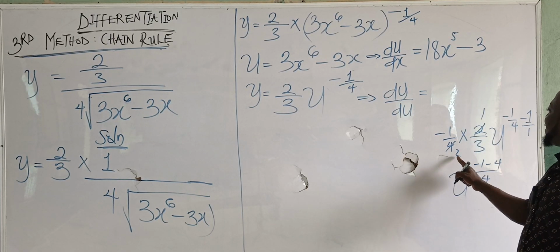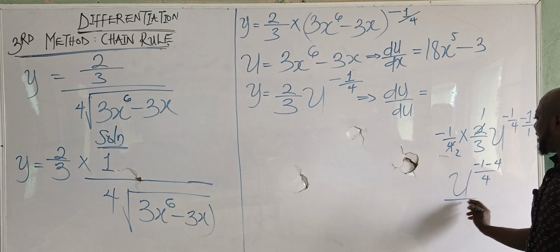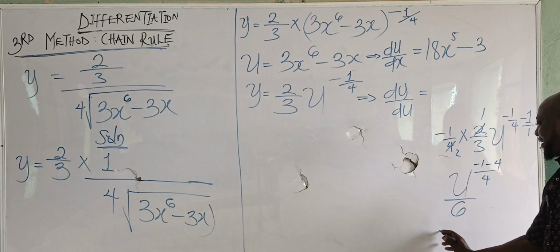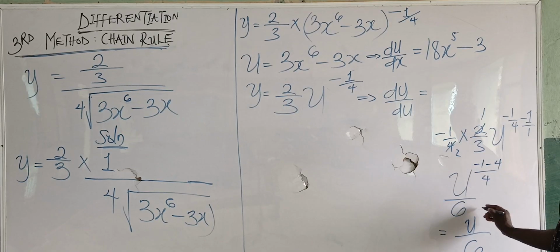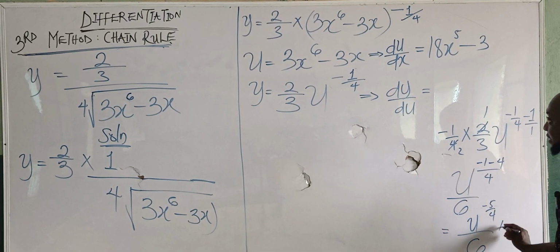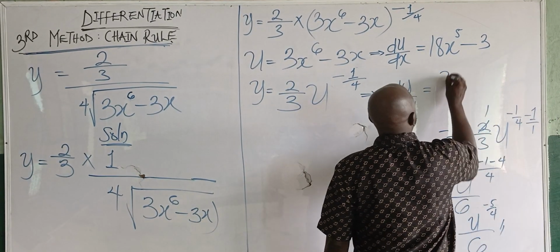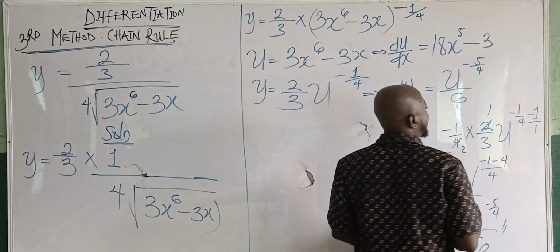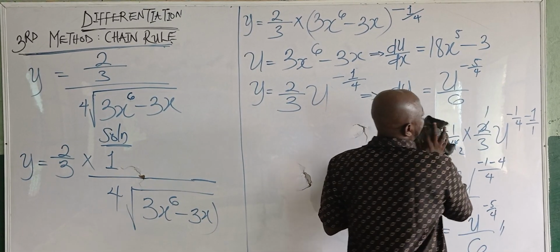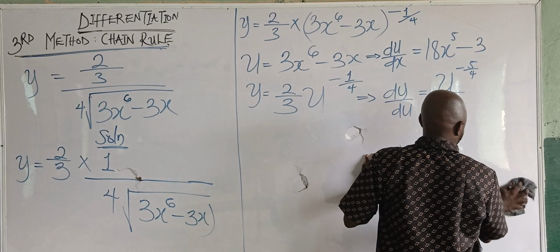So from this point, observe that we have 2 and 3 under here. So here is 6. So now the final thing we'll do is u/6 now. This minus will give us -5/4. So this is it here. So I will write u to give us -5/4 all over 6. So this is what I'm having here.